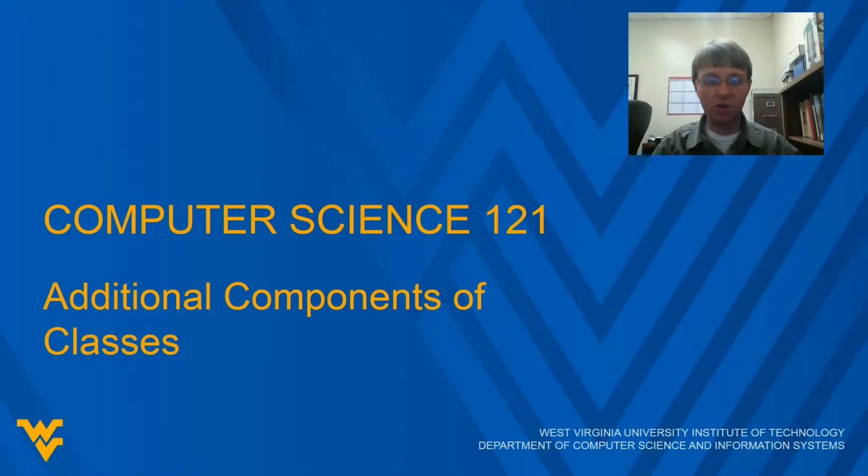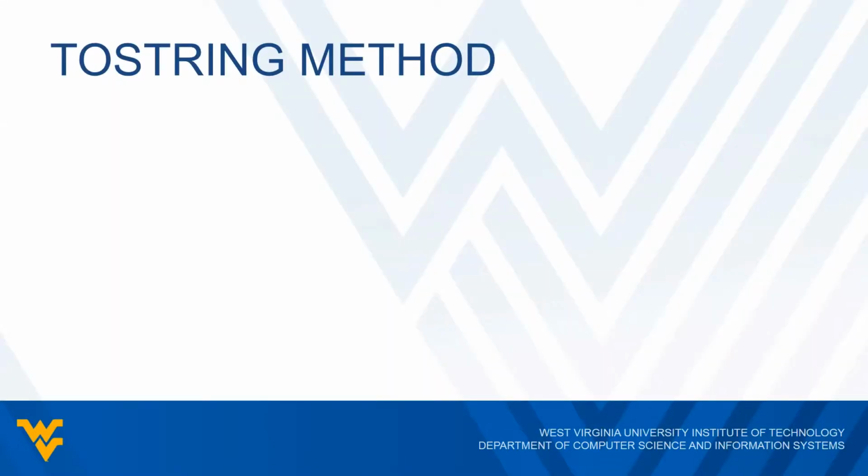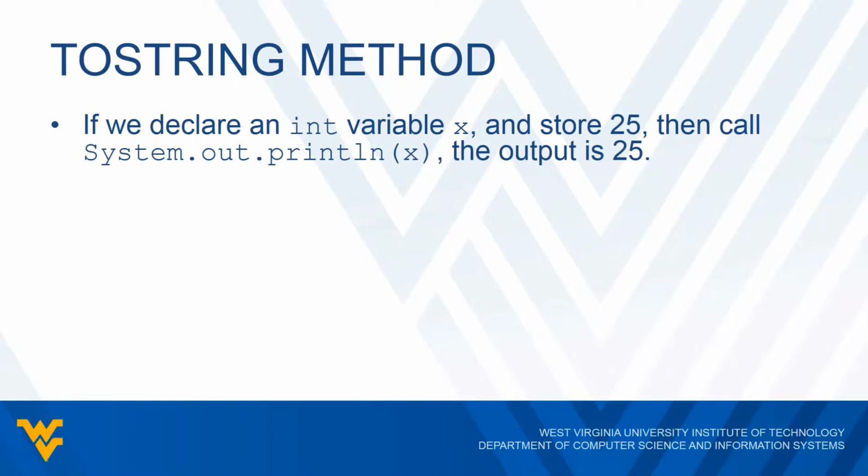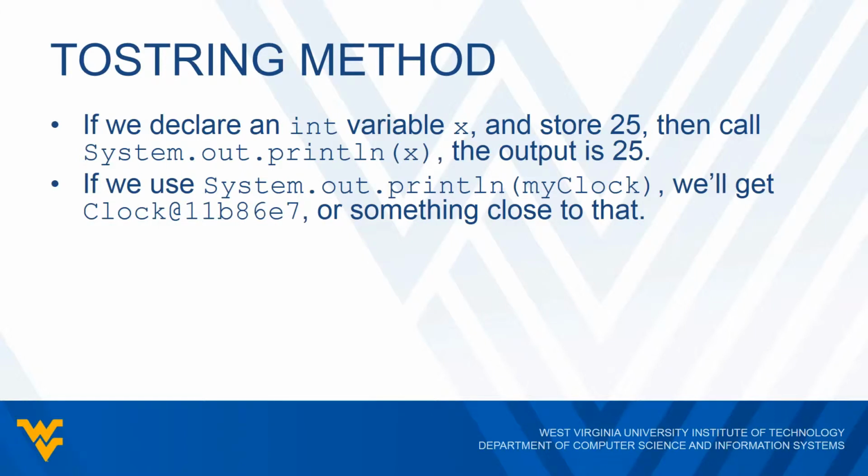In this lecture, we'll take a look at some additional features that we can include in our classes. Let's suppose we declare an integer variable x and we store the value 25. If we call System.out.println, our output should be 25. This is expected. Now let's try the same thing with objects of classes.